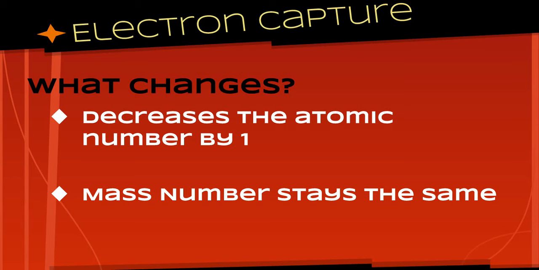If you notice, throughout all of these videos, the only time the mass number changed was in alpha decay. Otherwise, in every other one, beta decay, positron emission, and electron capture, those mass numbers all remained the same. In every single type of radioactive decay, we did change the atomic number. So in every single type of radioactive decay, we change the element, because we're changing the atomic number.